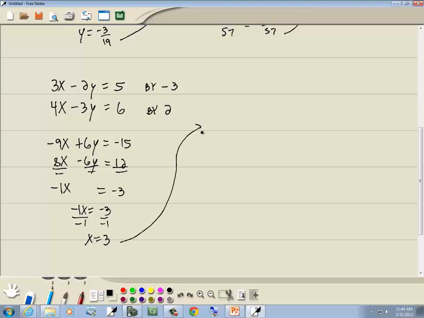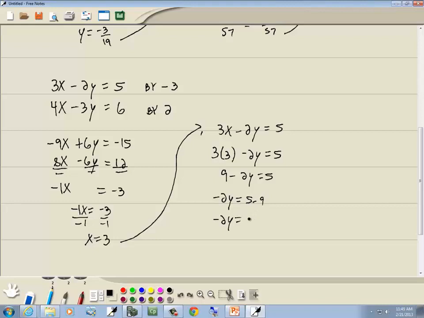I wonder if y comes out just as nice. Plug that back into one of my equations. Doesn't matter which one. I'll choose the first one. So we've got 3x minus 2y is equal to 5. We just said x was equal to 3, so I'll put the 3 in for the x. 3 times 3 minus 2y is equal to 5. So we've got 9 minus 2y is equal to 5. Take 9 over. Becomes a negative 9. 5 minus 9 is negative 4. And then divide both sides by negative 2. And we get y is equal to 2.